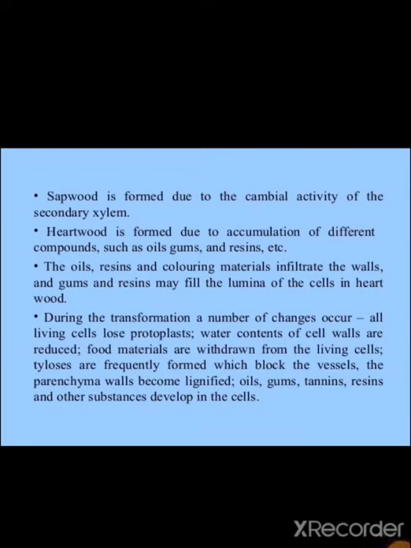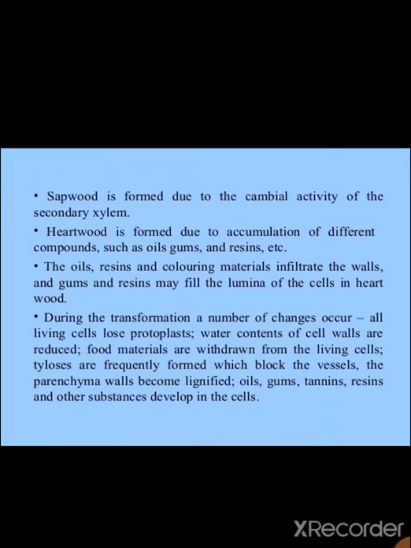Sapwood is formed due to the cambial activity of the secondary xylem. Heartwood is formed due to the accumulation of different compounds such as oils, gums and resins, etc. The oil, resins and coloring material infiltrate the walls, and gums and resins may fill the lumina of cells in heartwood.